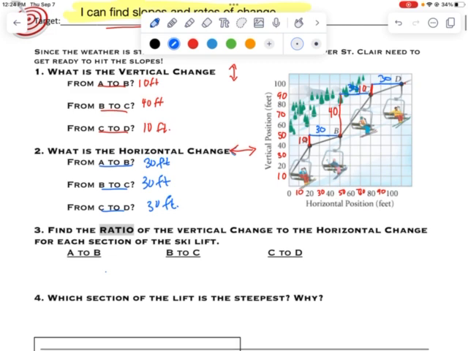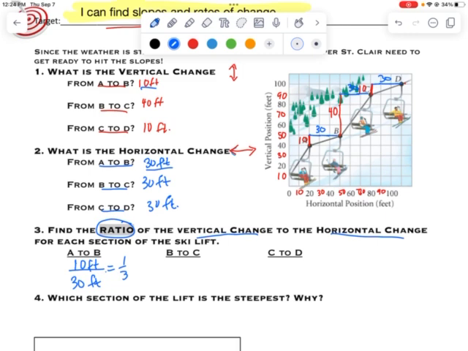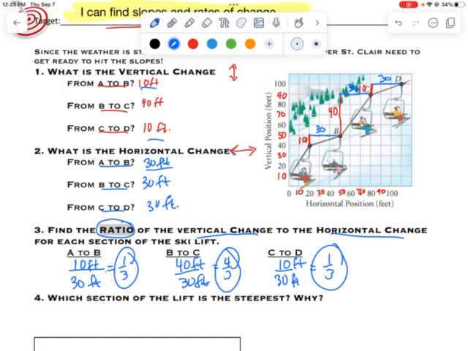All right, so we're going to talk about the ratio of the vertical change to the horizontal change, which really is the rate of change. So from A to B, I have a 10-foot vertical change over a 30-foot horizontal change, which can reduce to 1 foot vertically to 3 feet horizontally. B to C, I have 40 feet over 30 feet, which can be 4/3. And then C to D, another 10-foot vertical change over 30-foot horizontal change, which again reduces to 1/3.